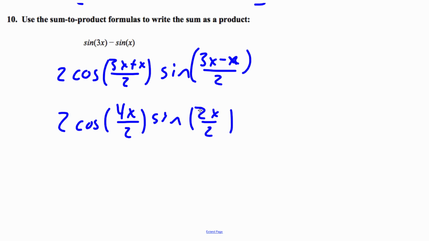And we can do a little canceling. On the end, 2x divided by 2, those 2's will cancel out. So on the end, we'll just get sine of x. In the middle, 4x divided by 2 is just going to be 2x. So it'll be 2 cosine of 2x times the sine of x as our final answer.